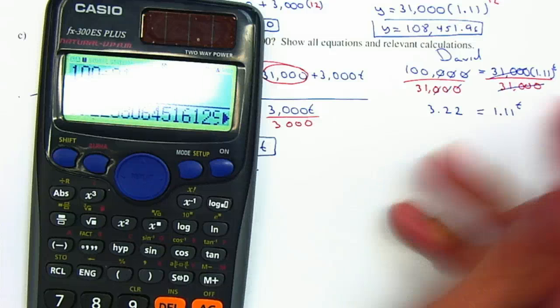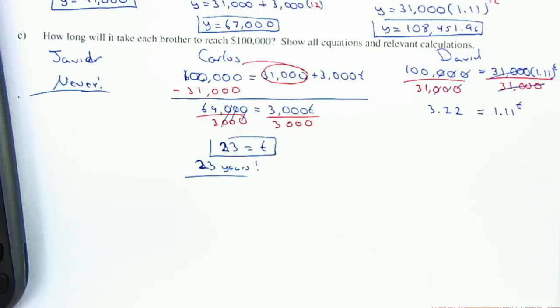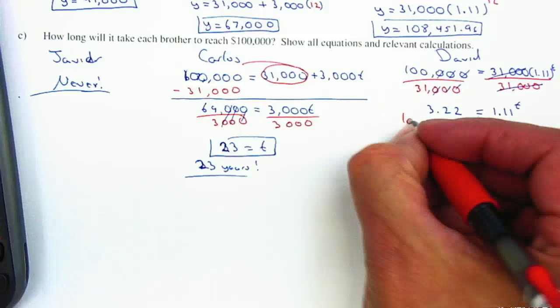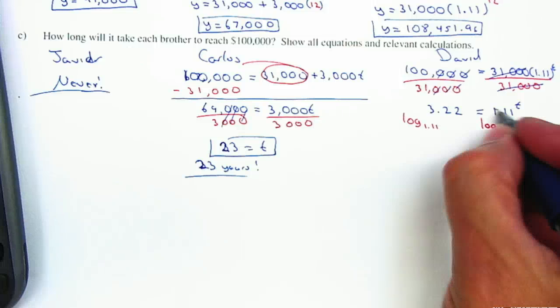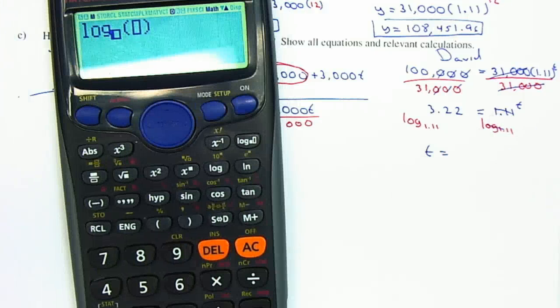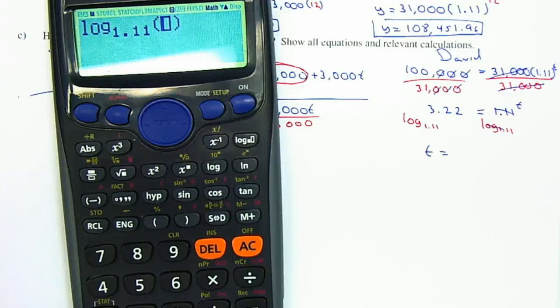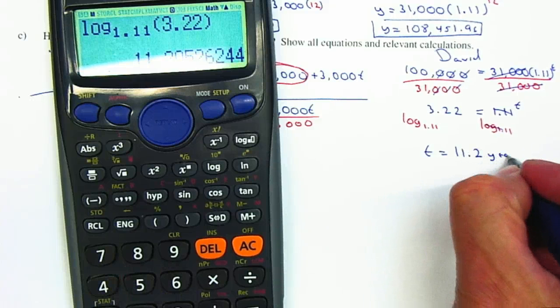Now I want to get rid of the base. The opposite of the exponent is a log. So I'll take the log on both sides, base 1.11. That cancels, so T is equal to log base 1.11 of 3.22. And my answer is 11.2 years.